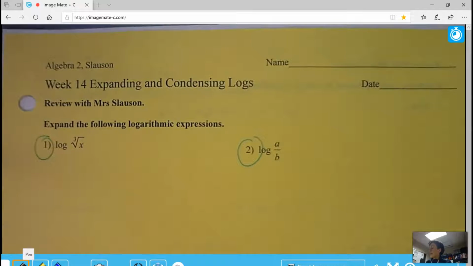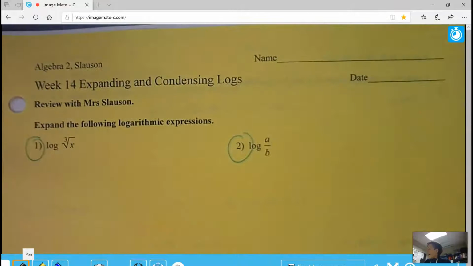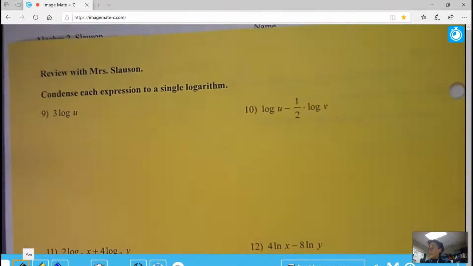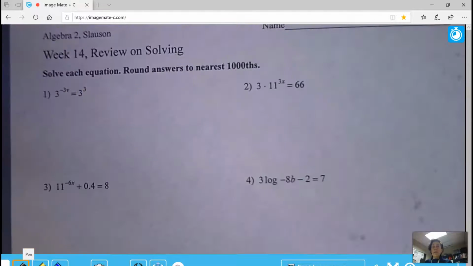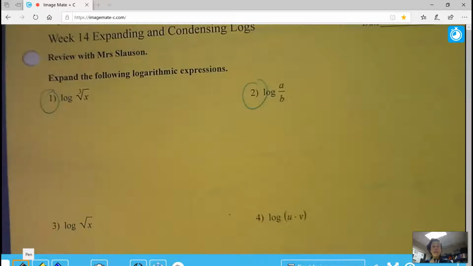So you should be looking at the yellow assignment. It says week 14, expanding condensing logs. I'm going to do a few problems on each side. So the front side is we're going to be expanding. So when we're done with the front, they're going to look like the problems on the back. And then when we're done with the back, they're going to look like the problems on the front. And so I've circled a couple problems to get started with you.